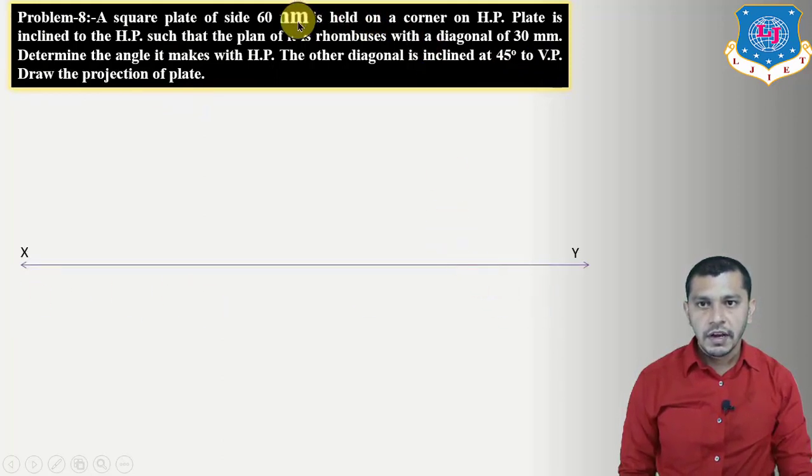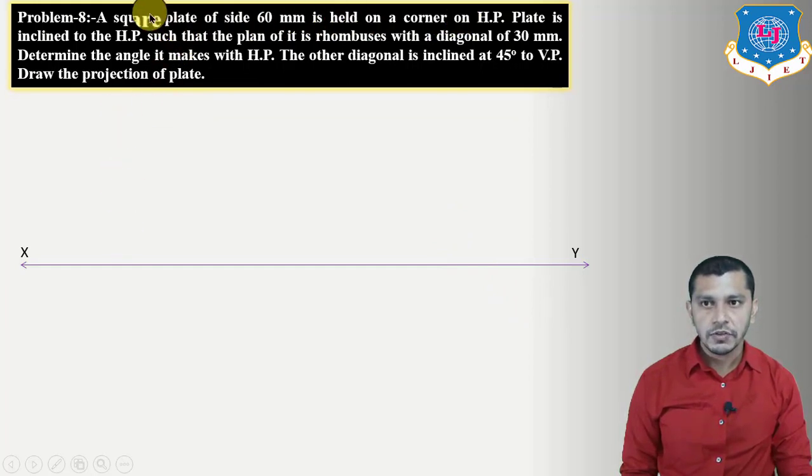Right now the plane is resting on the horizontal plane. So to derive the first stage, we have to assume the surface of the square plate parallel to the horizontal plane, and we have to take one of the corners on the left hand side of the drawing. So right now we have assumed the square plate parallel to the horizontal plane. We will get the true shape of the square plate in the plan. So let's start with drawing the square in the horizontal plane.